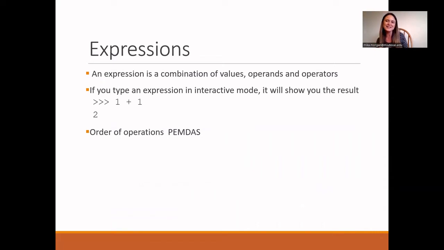So if it's been a little while since you've had algebra and you don't quite remember your order of operations, we have P is for parentheses. The very first thing you would evaluate is whatever is in parentheses. Second, you would do your exponents.